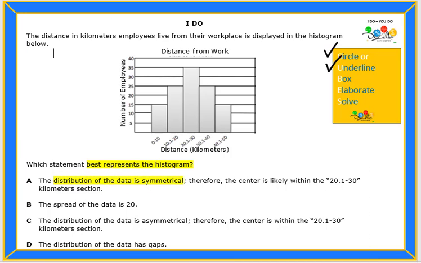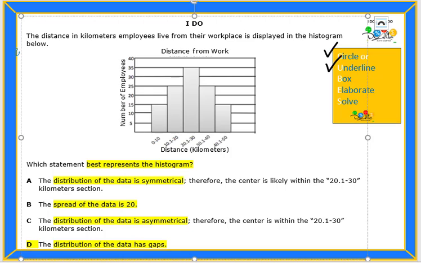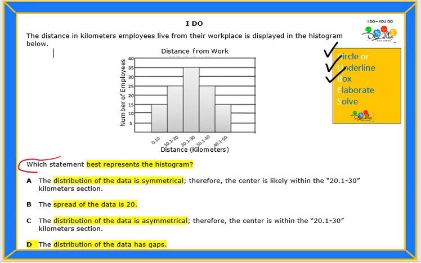Distribution of data is symmetrical. Spread of the data is 20. Distribution of the data is asymmetrical. Distribution of the data has gaps. Then we box our question. Which statement best represents the histogram?